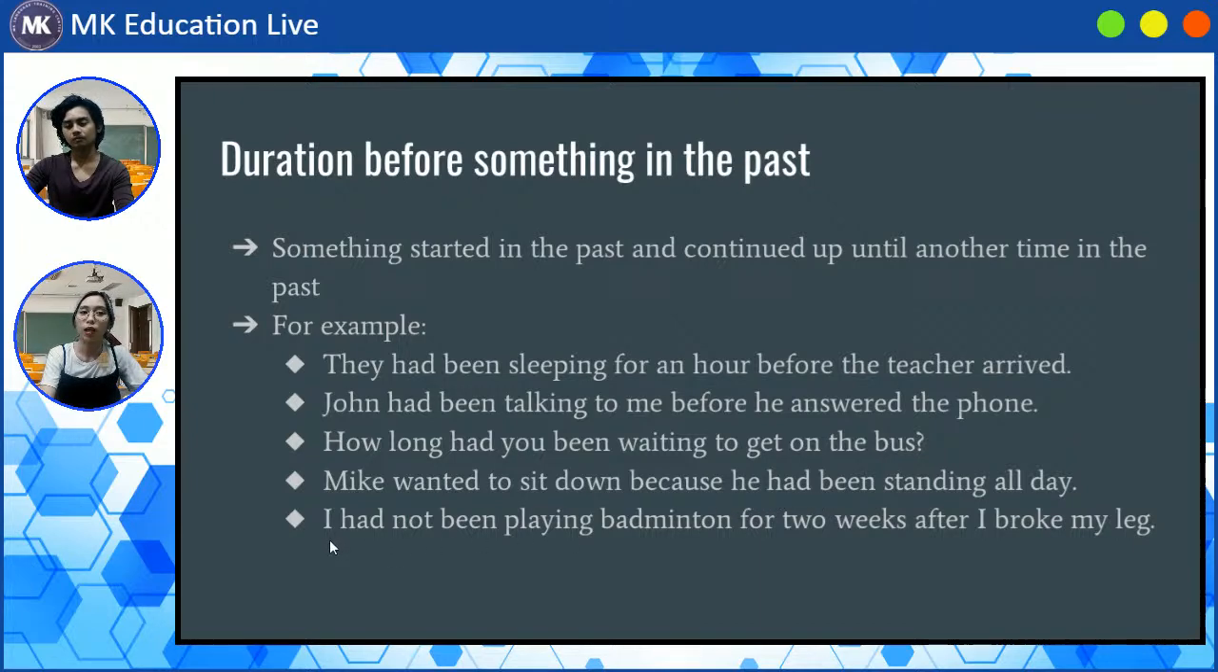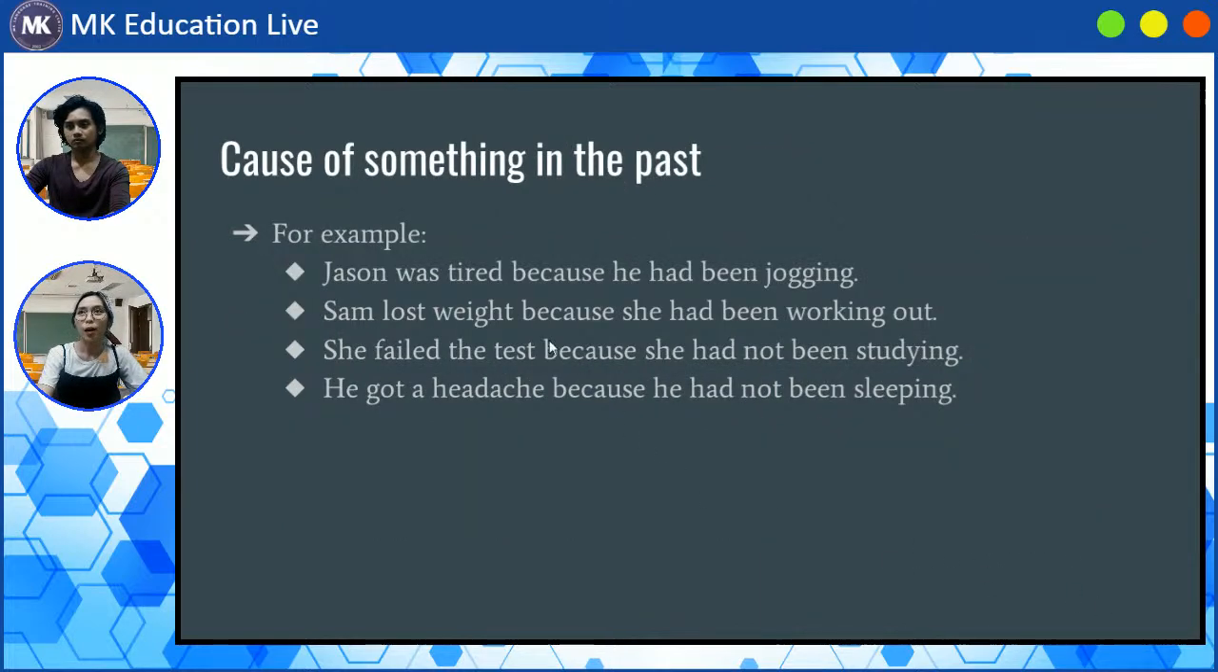And the last one: I had not been playing badminton, first event, for 2 weeks after I broke my leg. Okay? Now we have the last one, the cause of something in the past, so it shows a cause and effect relationship. For example, John was tired because he had been jogging. Okay, so what is the cause? He had been jogging.